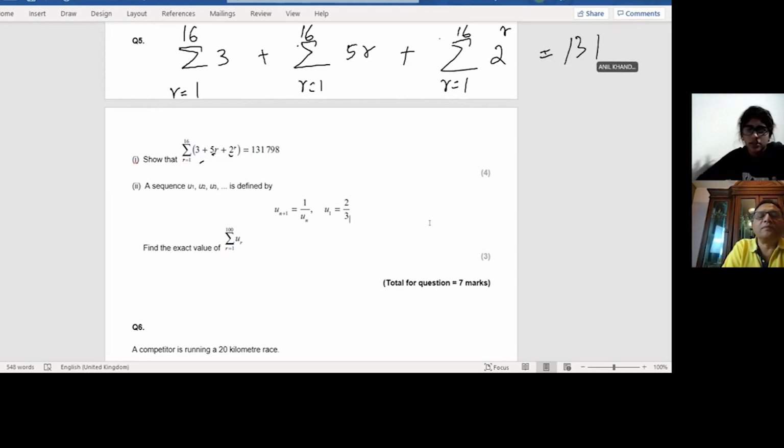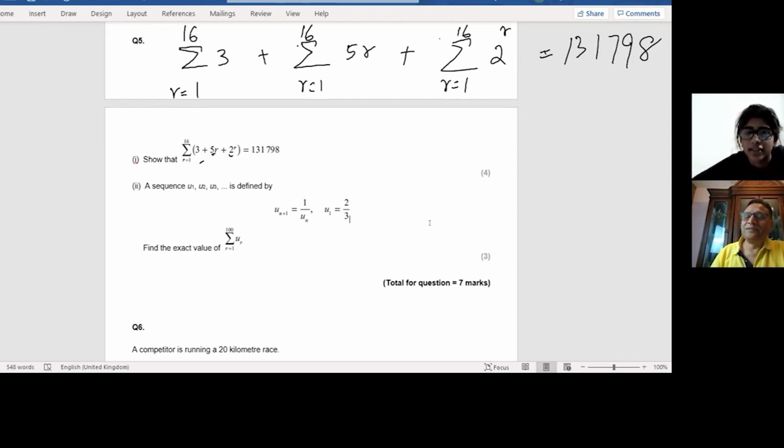So what does the whole r equals 1 to 16 mean? The number of terms. So you have to add 3, 16 times. 3, 3, 3, 3. You have to add 5r for r values starting from 1. So when you put 1, it'll be 5. When you put 2, it'll be 5 times 2, then 5 times 3, 5 times 4, till 5 times 16. You get the idea?